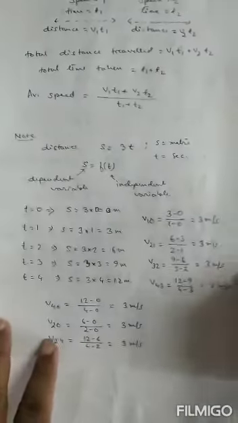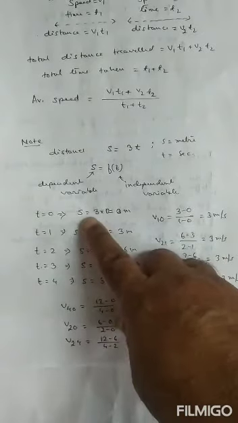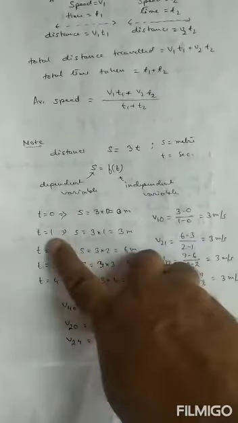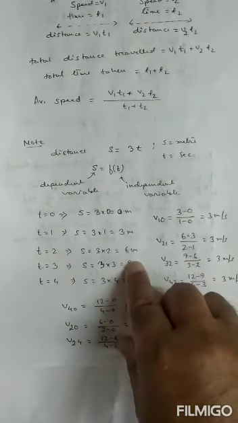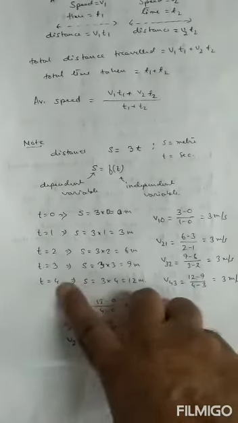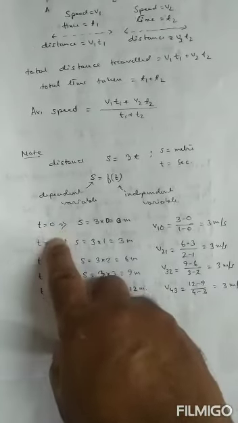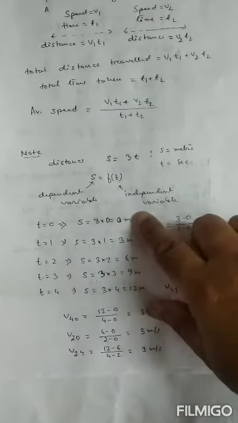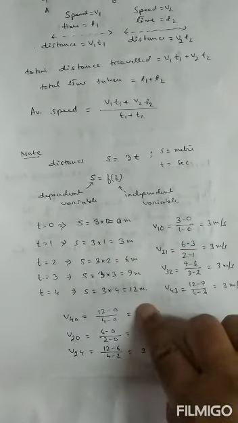Now, when t is 0 second, distance traveled according to this equation is 0; 1 second, 3 meter; 2 second, 6 meter; 3 second, 9 meter; 4 second, 12 meter. That means after every 1 second increase of time interval, 3 meter, 3 meter, 3 meter, 3 meter. So we say that body moves with uniform speed in this case.